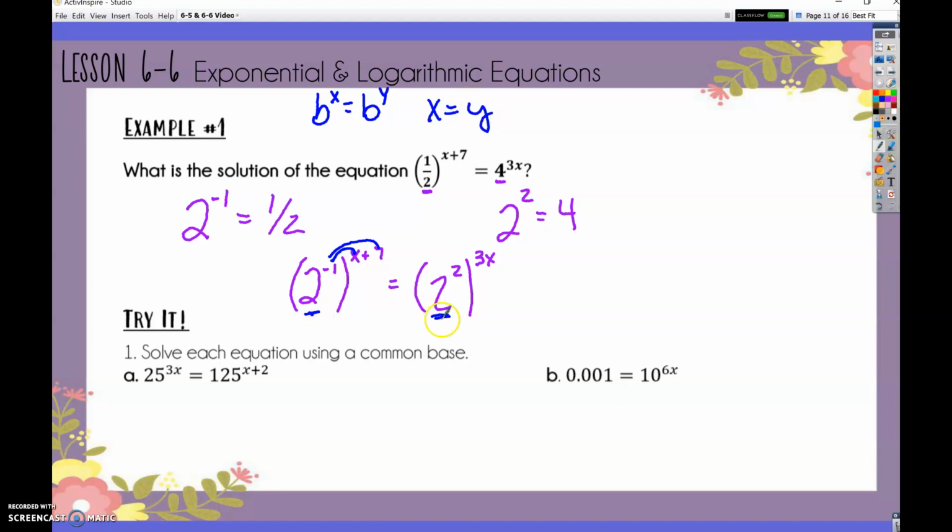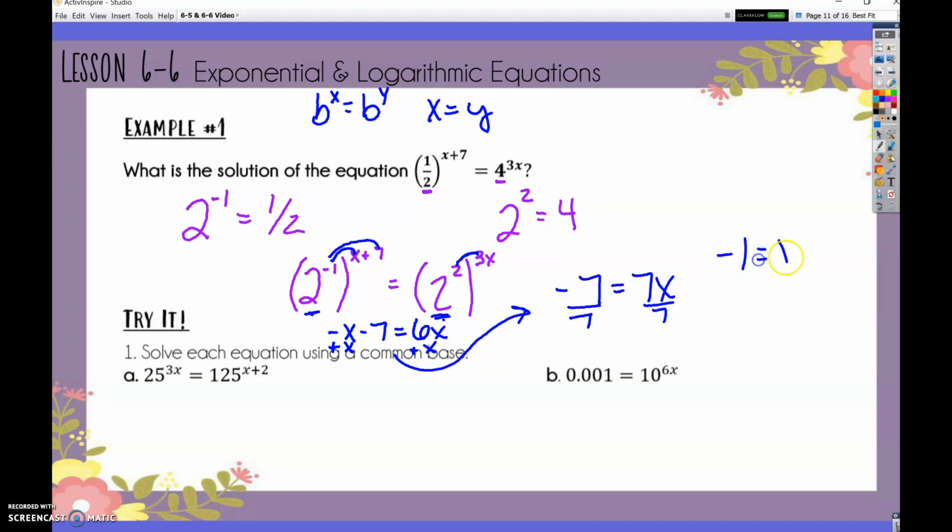Since our bases are the same, we can apply our power rule, which would give us -x minus 7, and on this side 2 times 3 is 6x, and we can just set those powers equal to each other. And now we can simply add x to both sides, and we would have -7 equals 7x. Divide by 7 on both sides, and -1 will equal x. So once we realize that we can create the same base for both of those, it makes our solving pretty quick. Let's try one more.